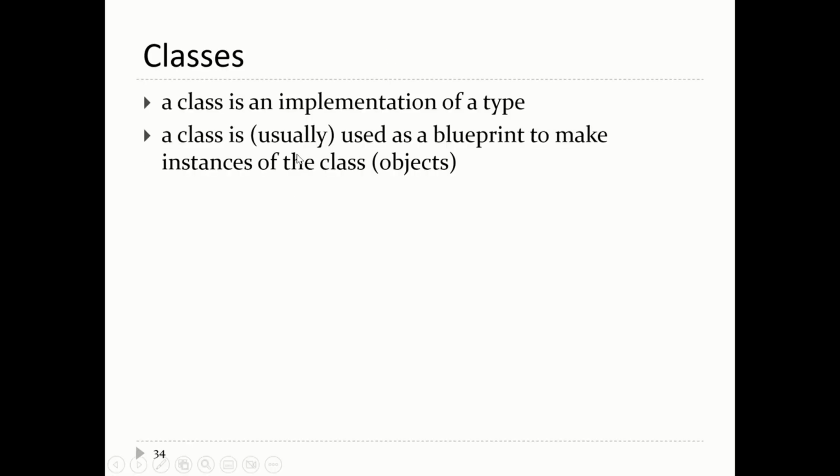Now, what about classes? A class is just an implementation of a type, so it's a user-defined type. For the most part, classes are used as a blueprint to make instances of the class. In other words, the class is used as a blueprint to make an object. I'll show you what I mean by that in a couple of slides.